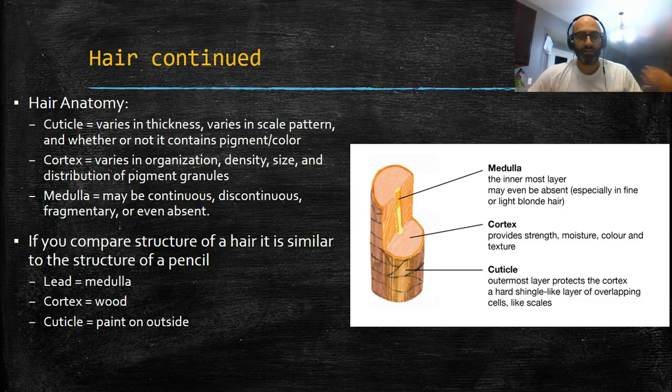So when you come into class and you want to look at your hair under the microscope, it's going to look kind of disturbing. And it actually varies in whether or not it has a pigment or color to it. So sometimes it's very translucent and you can pretty much see through it.